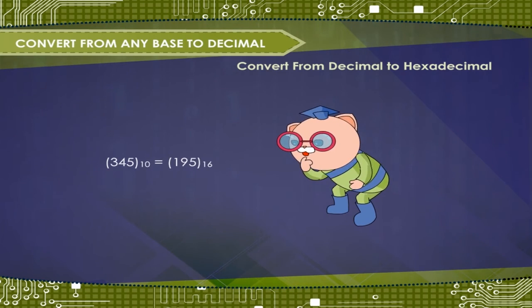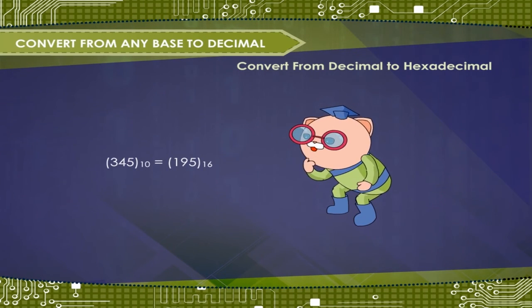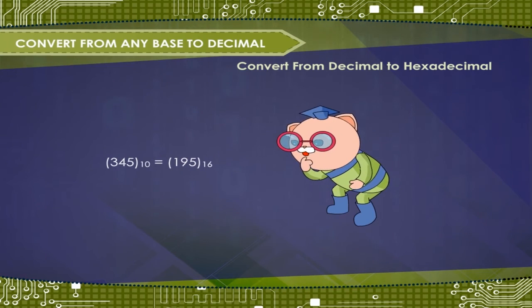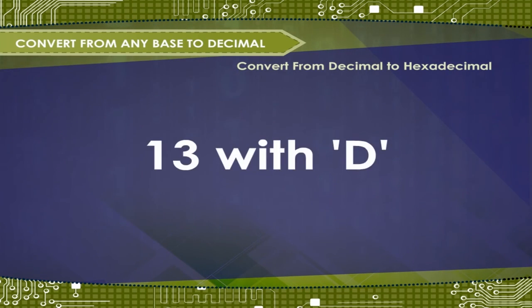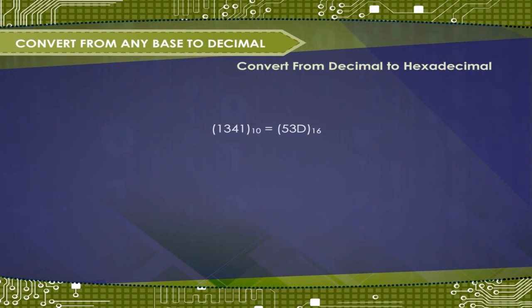Remember, if the remainder is greater than 9, replace it with the appropriate letter: A, B, C, D, E, F. Example, convert the decimal number 1341 to hexadecimal notation. Replace 13 with D while writing the answer. So the answer is 1341 base 10 is equal to 53D base 16.